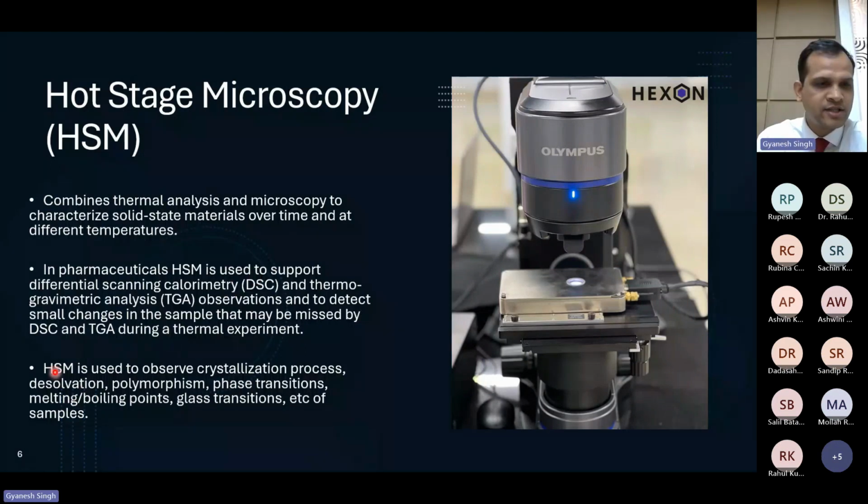Okay, so HSM is used to observe crystallization process, dissolution, polymorphism, phase transitions, melting point, boiling point, glass transitions, and several other parameters for the sample. So this is what hot stage microscopy basically goes around.